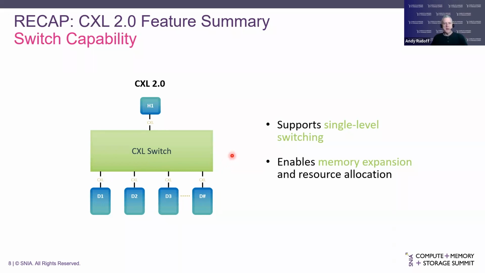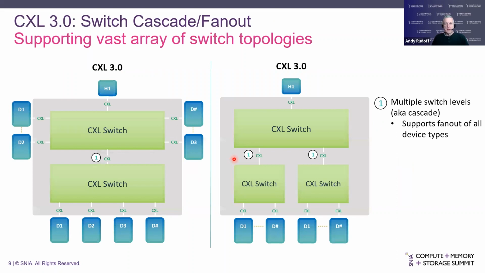Now contrast that with 3.0, which really expands what you can do with switches. You can see with a couple of the examples here, multiple levels of switches are allowed. On the left, you can see how devices don't have to be at the same level. Some of these devices are beneath a single switch. Some are beneath two levels of switches. You can see on the right, you're allowed to cascade these switches. And these are just a couple of examples. There's really a vast array of topologies possible in 3.0. So that's added quite a bit of flexibility in what you could do with switches.